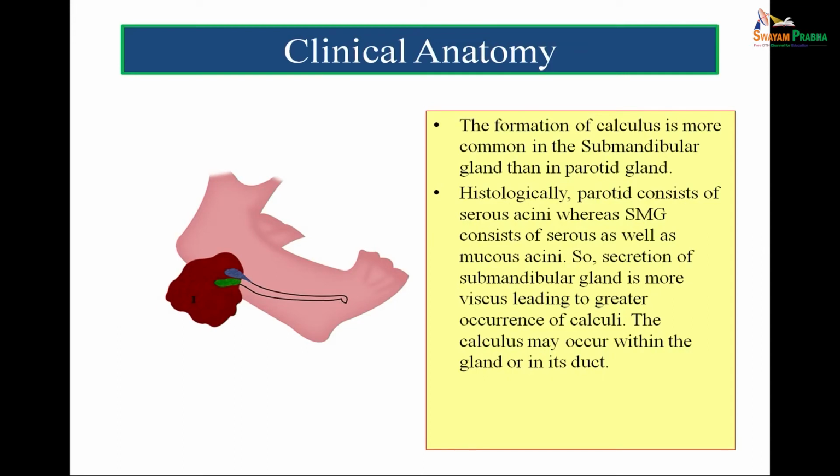The calculus may occur within the gland or its duct. The secretion, which is more viscous in this case due to its mucoid nature, passes through a duct, and that duct passes in an upwards direction. So, the direction of the duct is also a predisposing factor for stone formation, and stones are very common in the submandibular salivary gland. In some cases, the stones may even be visible to the naked eye on opening the mouth.